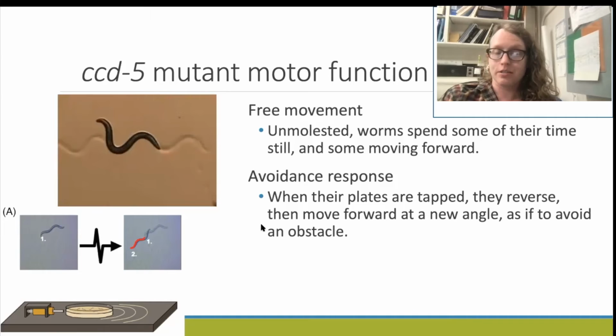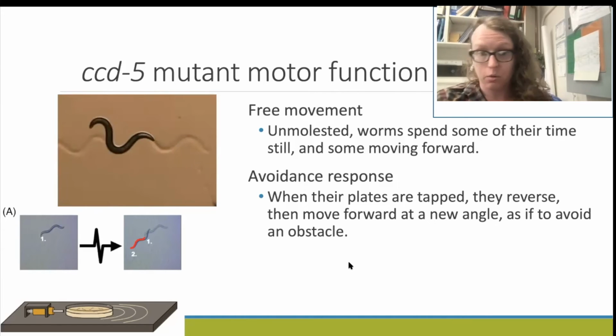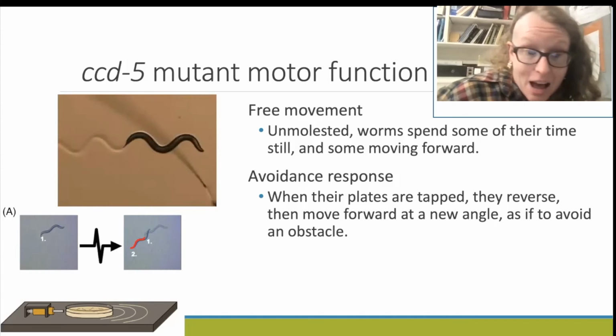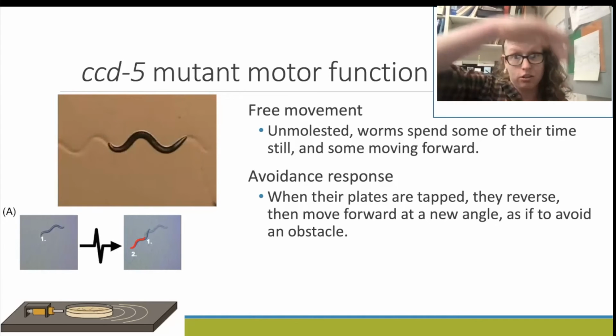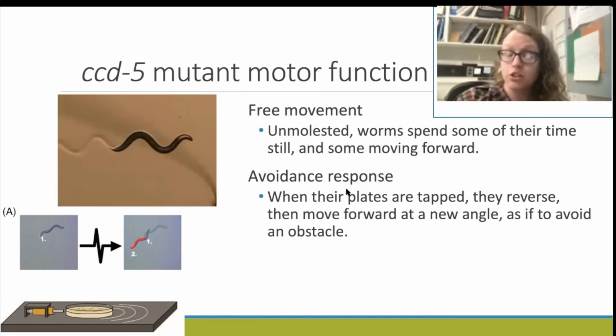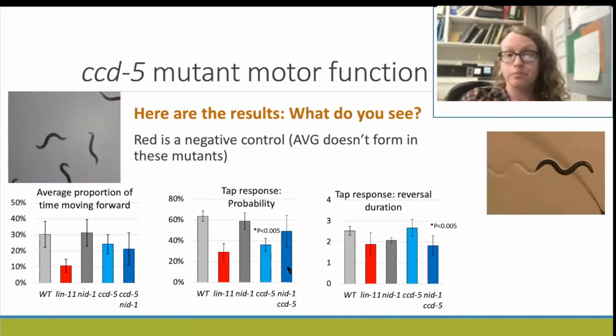they reverse. And then they move forward at a new angle as if to avoid an obstacle, which isn't shown in this GIF because there are limited GIFs in the world. But it is a thing that happens. There's a reversal and then there's a forward. And we can measure those by recording them on a camera. We did that. Here are some results.